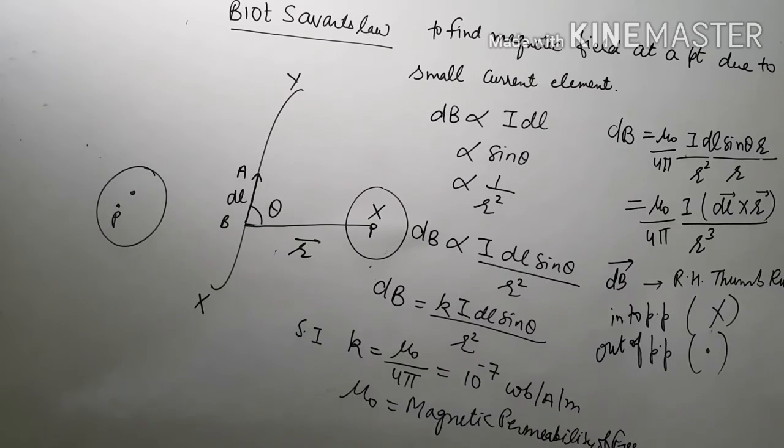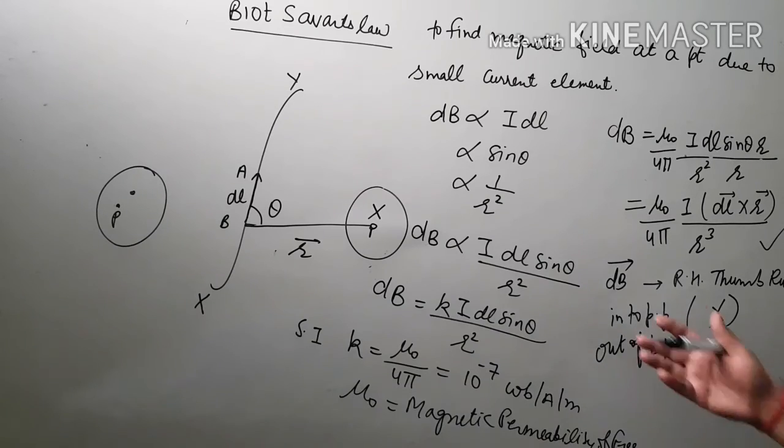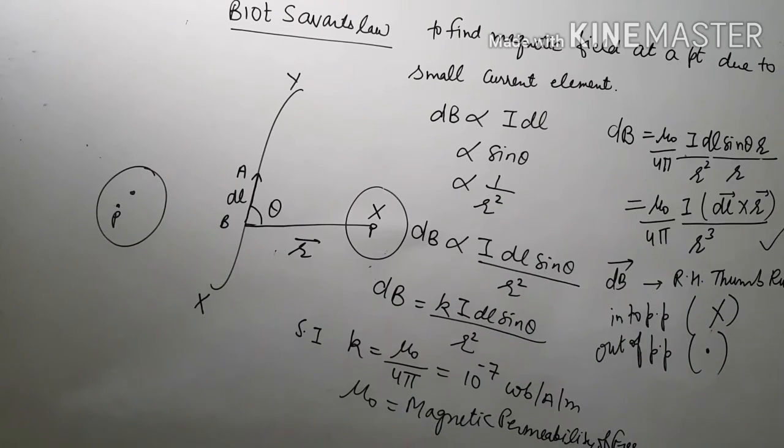So if we have to find the magnetic field due to a current element, we will always follow the Biot-Savart's law, that is mu naught by 4 pi I dl cross r by r cube, and for the CGS system the value of k is 1. So this is our Biot-Savart's law.